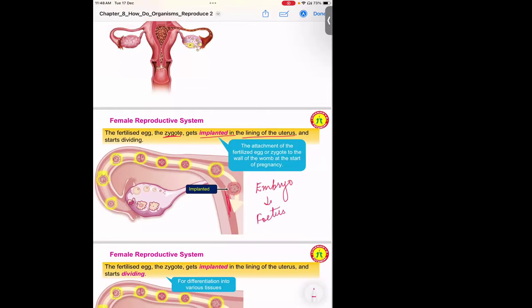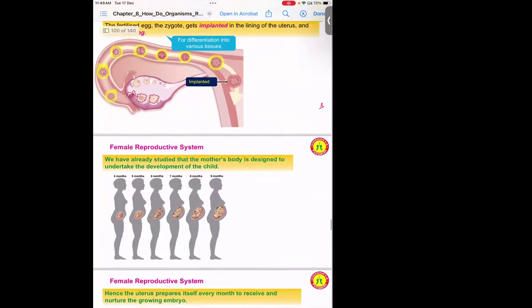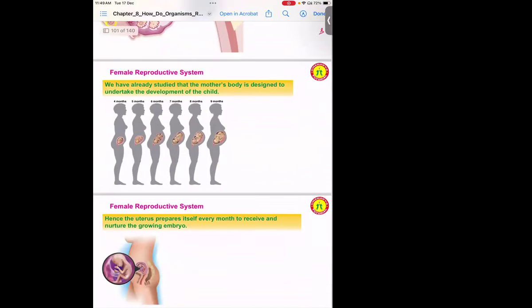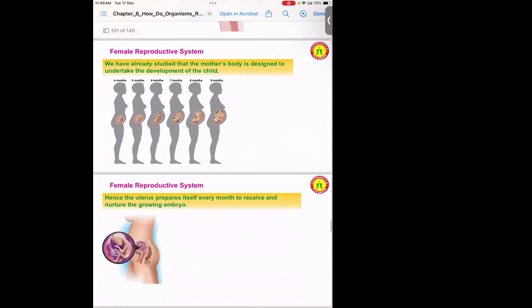That is how you have heard it, right? Almost 9 months the female will take to complete this whole process, which is almost 270 days. So the attachment of the fertilized egg or zygote to the wall of the womb is the start of the pregnancy. So this is how the pregnancy journey starts. Now, this is the development, as I have already told you, 4 months, 5 months, 6 months, 7 months, 8 months, and 9 months. These are the changes which will be happening, and the size of the fetus will also be developing like this.